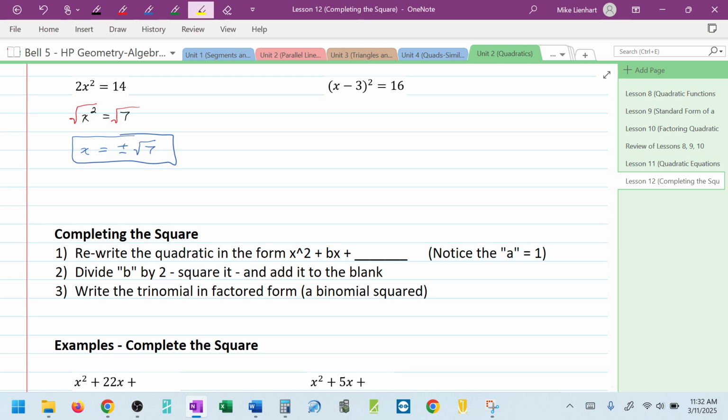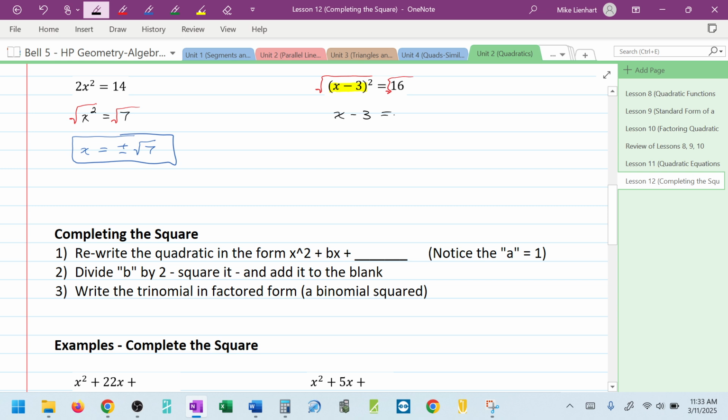Now, this one gets a little bit different. If you notice here, we have a binomial that is being squared. The whole squared piece is the x minus 3. So in this particular case, I do already have the squared piece isolated. So what's my next step here? I'm going to take the square root of both sides. When I take the square root, I'm going to get x minus 3. The symbols cancel each other, the square root and the squared.